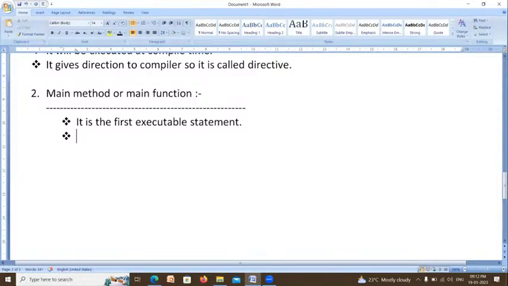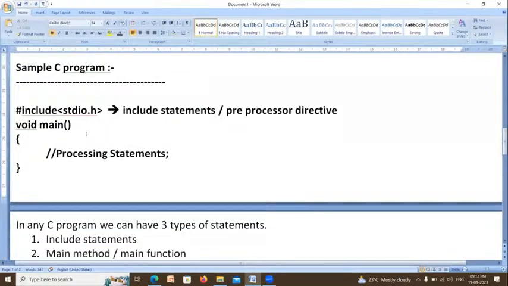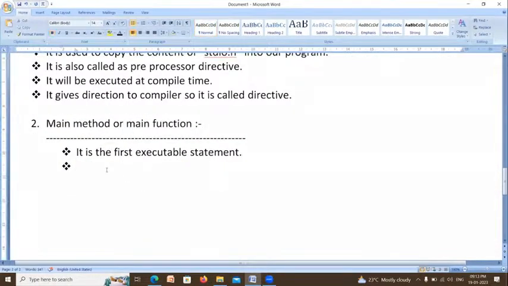Now, it is very, very important. Without the main method, you cannot write a C program. So it is very important. It is core. Core means very important. It is mandatory. Mandatory means it is compulsory. Without the main method, your program will not be executed. So the main method is compulsory. You can write the main method only one time. You cannot write it multiple times. So it cannot be duplicated.